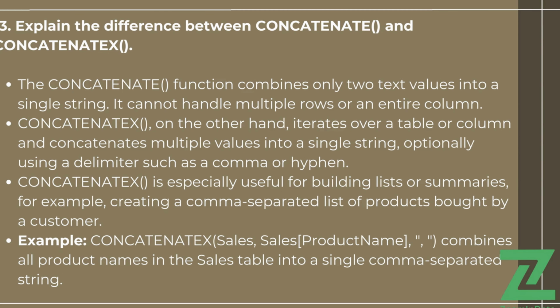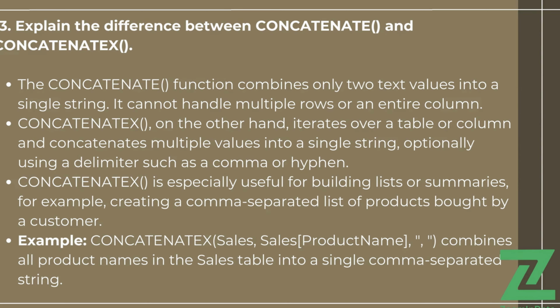13th question. Explain the difference between the concatenate function and the concatenate_x function. The concatenate function is used to join only two text values together. It cannot combine an entire column or multiple rows. It is meant for simple, one-to-one text merging. The concatenate_x function is more powerful. It loops through a table or a column and joins many values into one single text string. A separator, such as a comma or a hyphen, can also be added between the values.